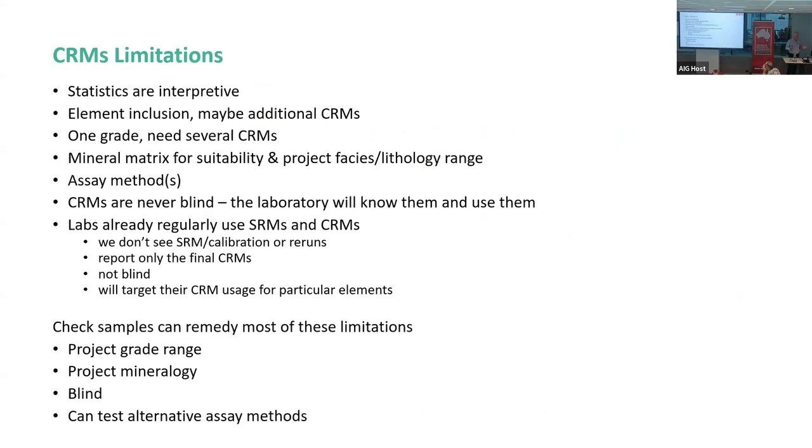So I've talked about the fact that the stats on a CRM are interpretive. You should drill down and have a good look at it if you're starting to get issues. You might need lots of CRMs to cover all the elements you need. You might need CRMs to cover the grade range and the different mineral matrices that you might have within a deposit. So you can start to see that on a nickel laterite, you might need 6 to 9 to really cover the range of complications that may come with some minerals with an assay technique.